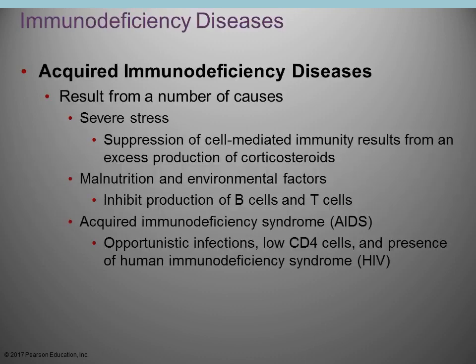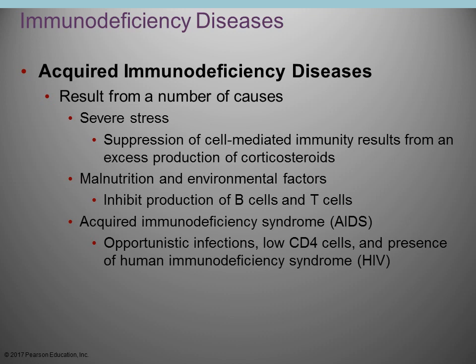The acquired immunodeficiency diseases, which are seen, as I mentioned a bit ago, in adults, there can be several different causes of it, sometimes stress, sometimes environmental factors, sometimes malnutrition. One type or example of this is acquired immunodeficiency syndrome, which is known as AIDS. The causative agent for this is the human immunodeficiency virus, or HIV.